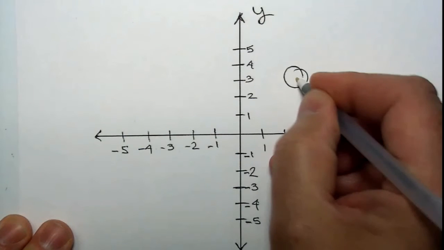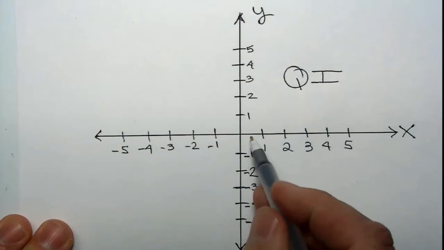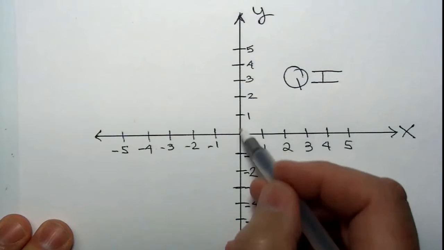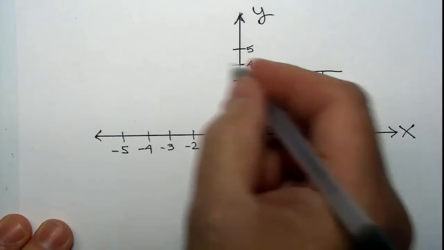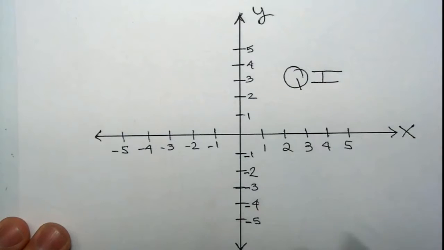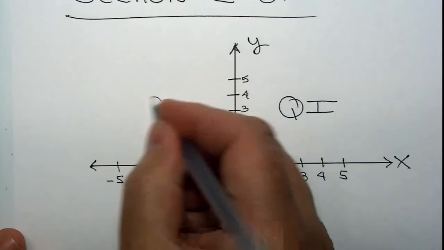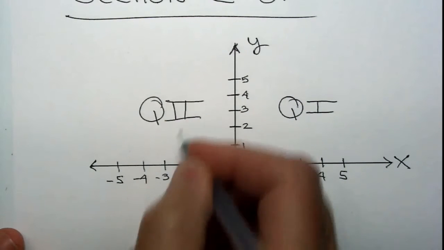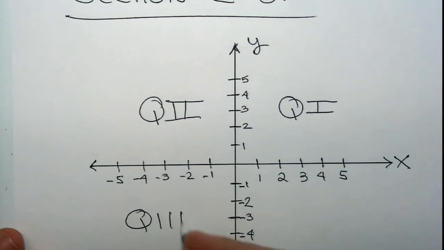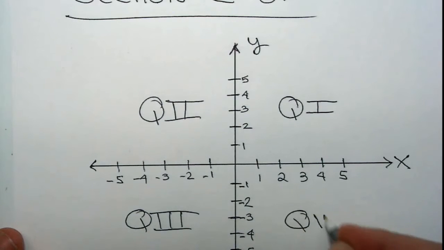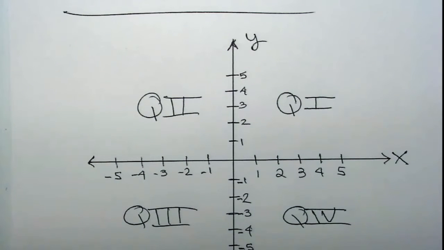This is labeled as quadrant number 1 because in here you have positive x values, and you also have positive y values. Just like angles, we rotate in a counterclockwise direction, so this becomes quadrant 2. This becomes quadrant 3, and this becomes quadrant 4. So there are your four quadrants on your rectangular coordinate system, or Cartesian plane.